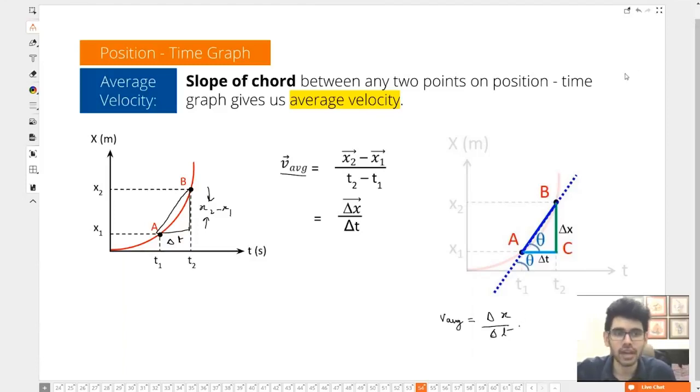We will also have a look at some examples. So this is a chord. Usually you don't get average velocity questions. These are simple questions, but still you might be lucky. The change in position from t1 to t2 is x2 minus x1, because this length is x2 and this length is x1. So this is x2 minus x1 and this is delta t.